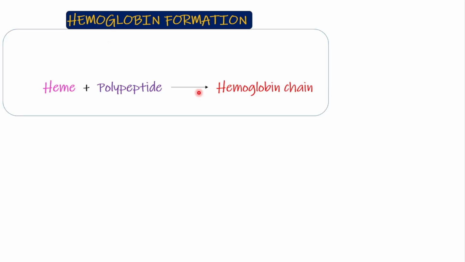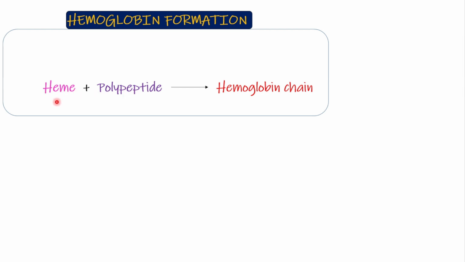So hemoglobin is a very important protein which is present basically in the red blood cells, and its function is to carry oxygen. So how exactly is hemoglobin formed? A hemoglobin chain is formed by the combination of heme and a polypeptide, which is basically globin. Okay, so it's the combination of heme and globin, or heme and polypeptide.